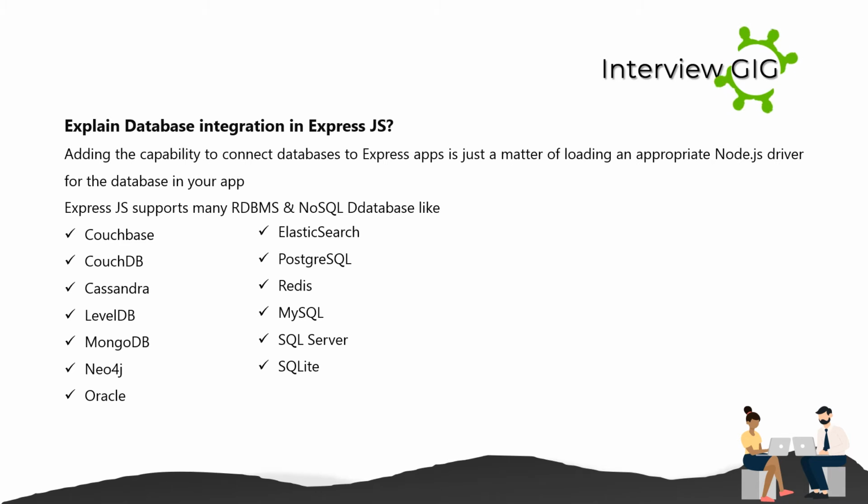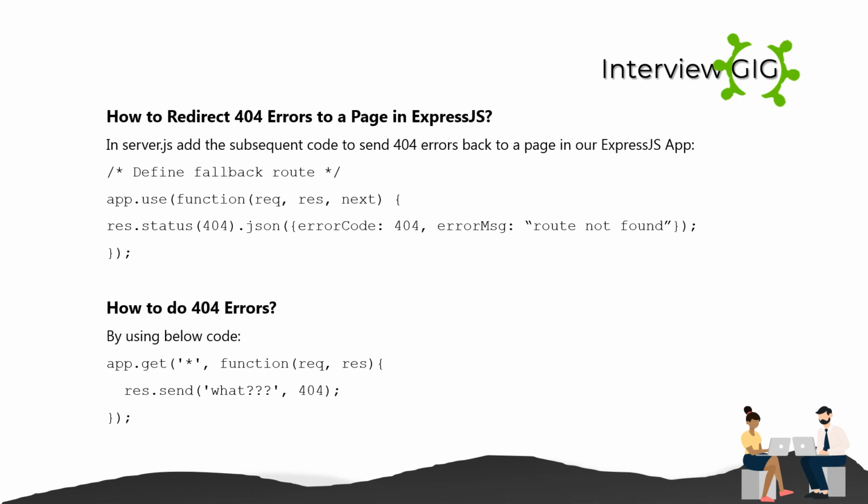Explain database integration in ExpressJS. Adding the capability to connect databases to Express apps is just a matter of loading an appropriate Node.js driver for the database in your app. ExpressJS supports many RDBMS and NoSQL databases like Couchbase, CouchDB, Cassandra, LevelDB, MongoDB, Neo4j, Oracle, Elasticsearch, PostgreSQL, Redis, MySQL, SQL Server, SQLite.